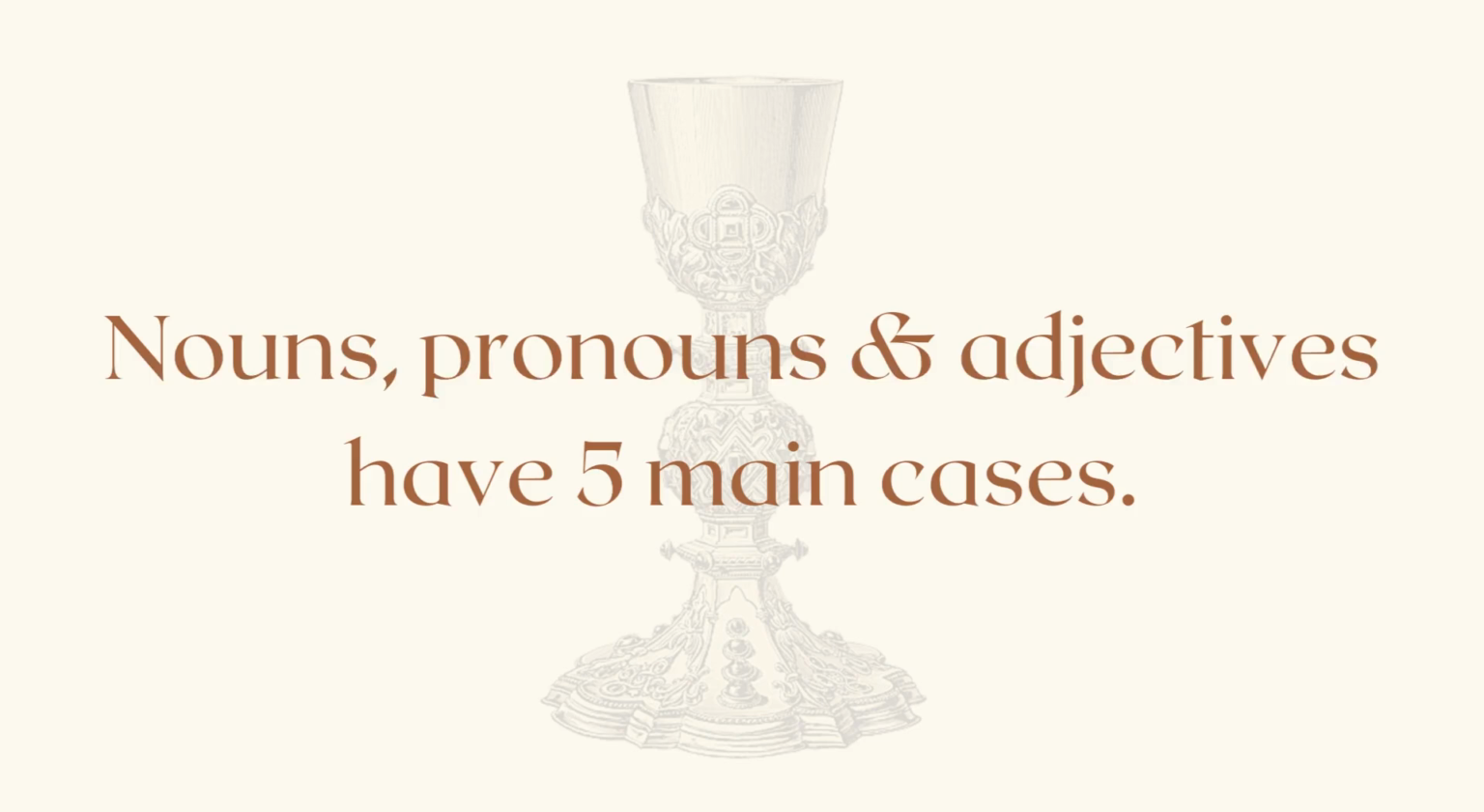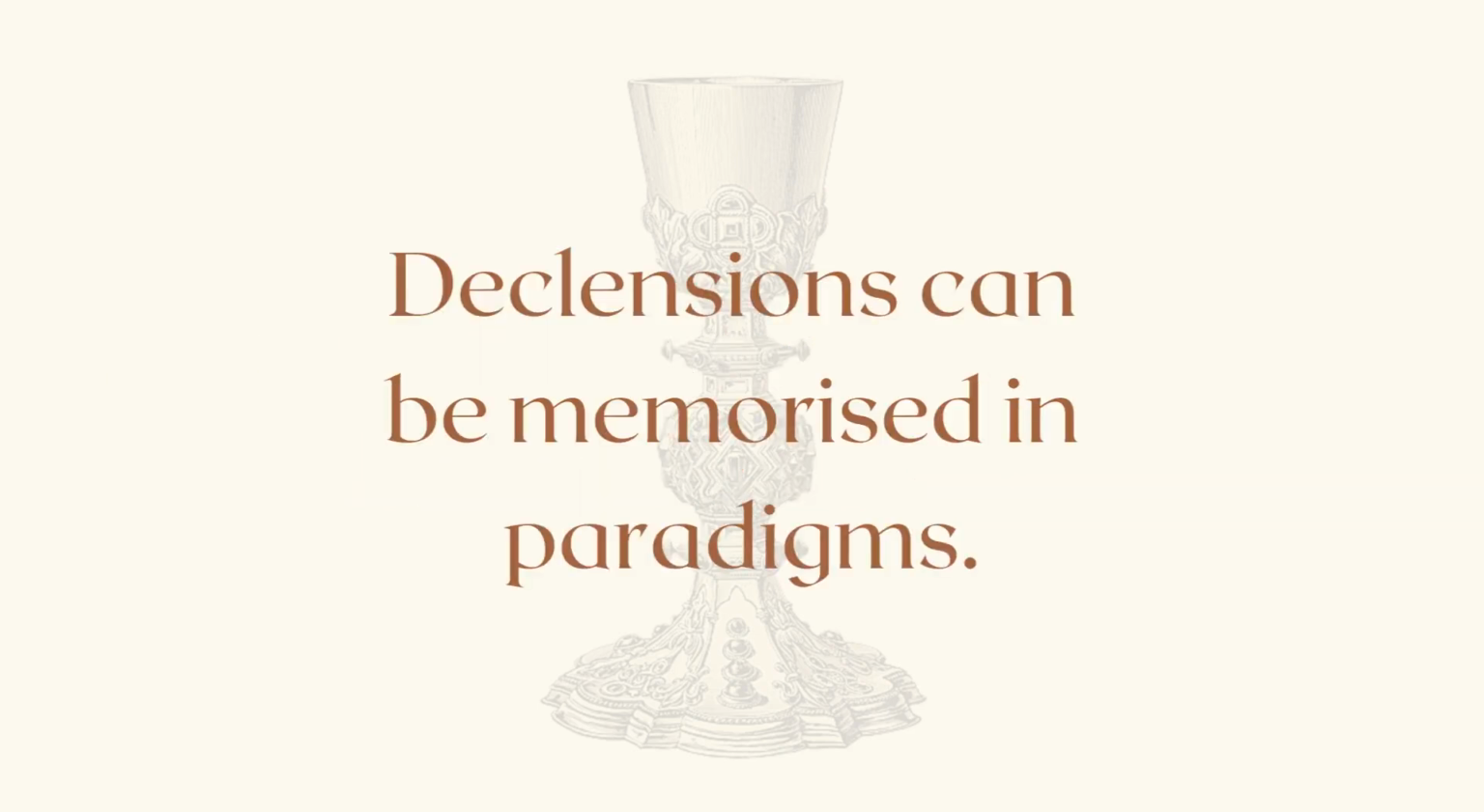Nouns, as well as pronouns and adjectives, have 5 main cases, as well as a couple of others whose forms are quite similar to the main cases. We're mostly going to look at the 5 most common cases. A list of the noun forms is known as a declension, and Latin nouns fall into 5 main patterns of declensions. These can be memorized, and you will be memorizing these.